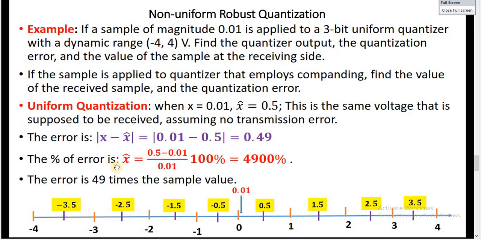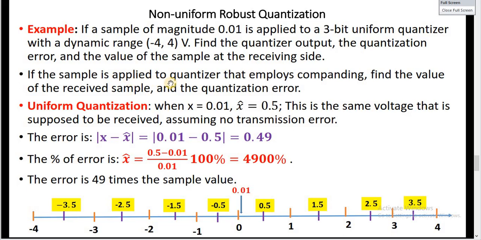The percentage of error is 0.5 minus 0.01, the error, divided by the original sample value, which is 0.01, times 100%, meaning 4,900%. This is the amount of distortion as compared to the actual sample value. So the error is 49 times the sample value, or the sample value itself has been amplified by 50 times.